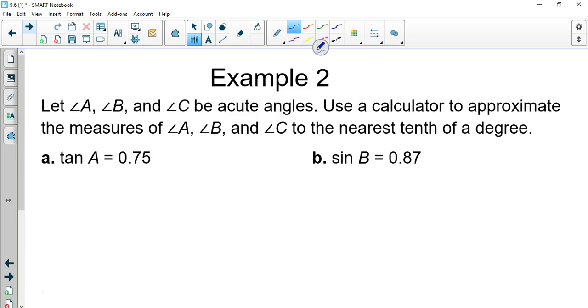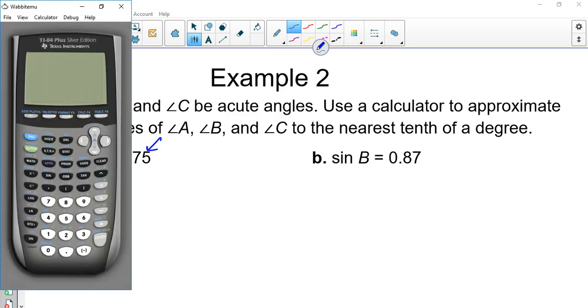So it says let ABC be acute angles. Okay? Use the calculator to find the measure to the nearest tenth. Okay, so what we're going to do here is we're trying to find this angle based on this decimal. Okay, so I'm going to use my calculator. If my calculator will turn on.